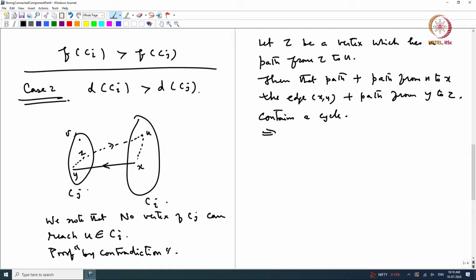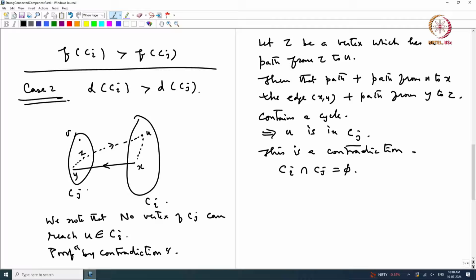and that means u is in Cj, right. From every vertex in Cj I can reach u, and from u you can reach every vertex because of this cycle. That means u is included in Cj, and this is a contradiction. The reason is Ci intersection Cj equals empty. You cannot have u in Ci and u in Cj, that is not possible.